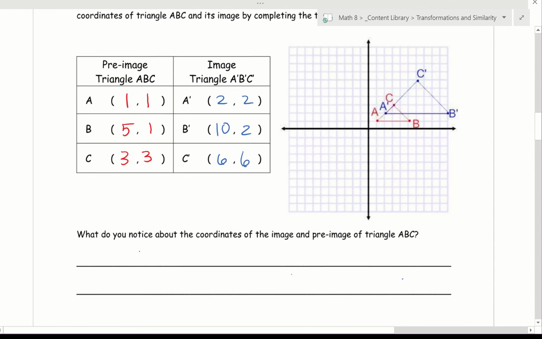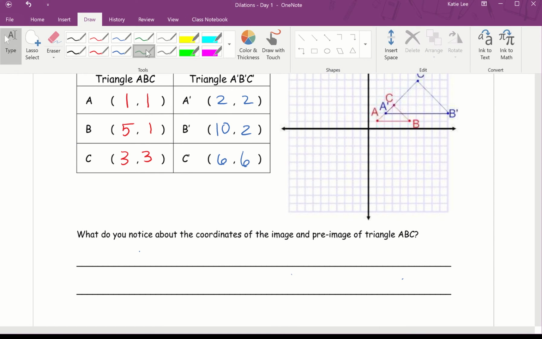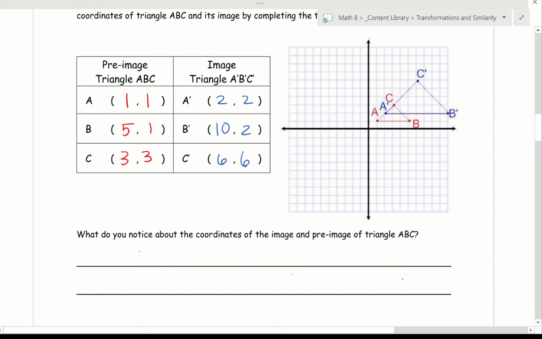So what do you notice about the coordinates of the image in blue and the coordinates of the pre-image, which are in green? Well, how do we get from that 1 to the 2 and the 1 to the 2? So how do I get from this X to this Y? Well, let's say you said add 1, right? Because 1 plus 1 is 2. Let's see if it works for the other ones. Does 5 plus 1 equal 10? No, it doesn't. 5 plus 1 equals 6. So let's see. How else can I get from 1 to 2?